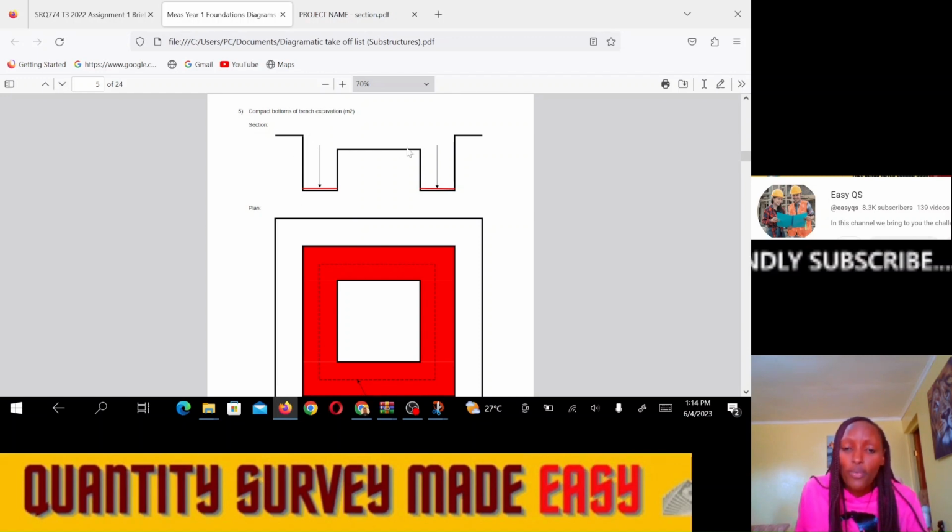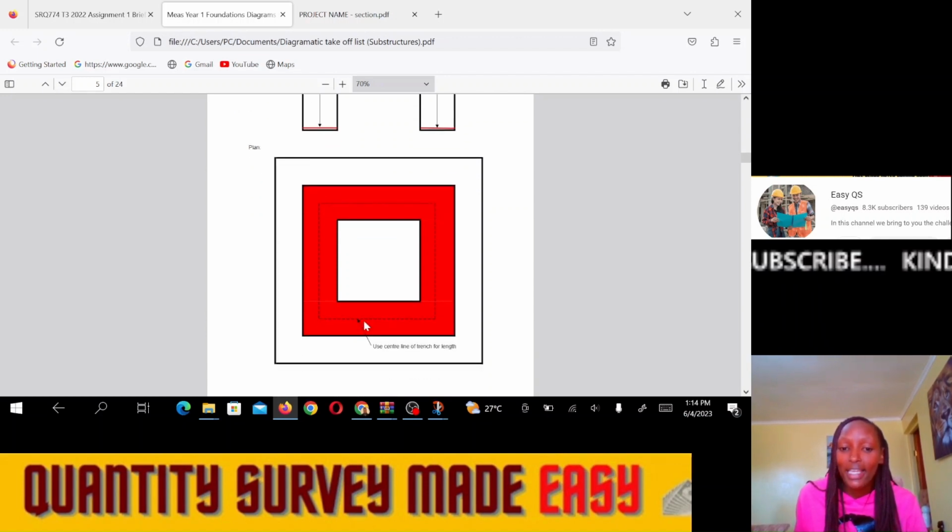We excavated from the reduced level to the bottom of the trenches. We want to compact the bottoms. So how do we measure it? NRM 2 states that we should measure it in meters squared. So how do we measure that area? We shall still take the center line, then multiply by the width of the trenches so that we can get the total area below the trenches.